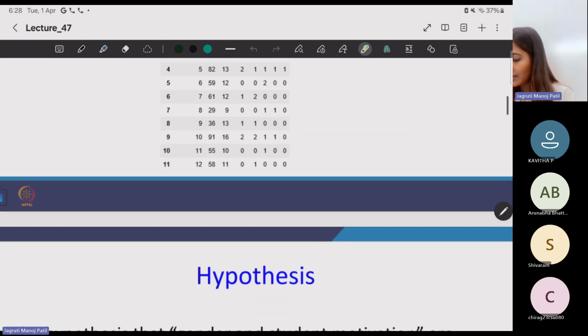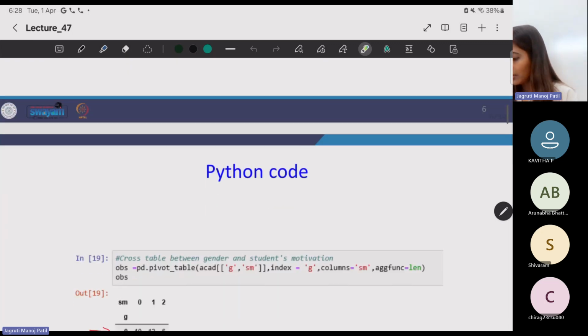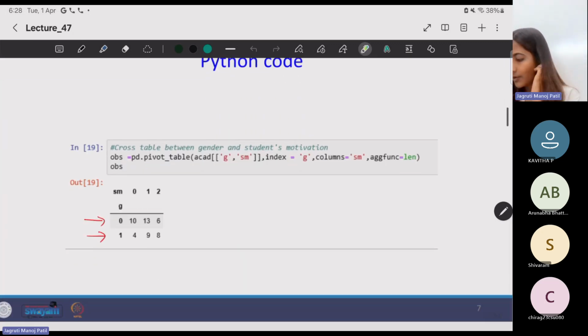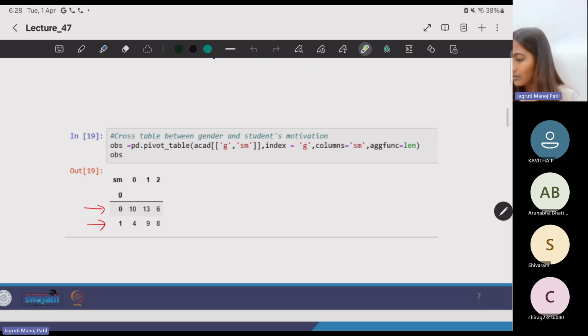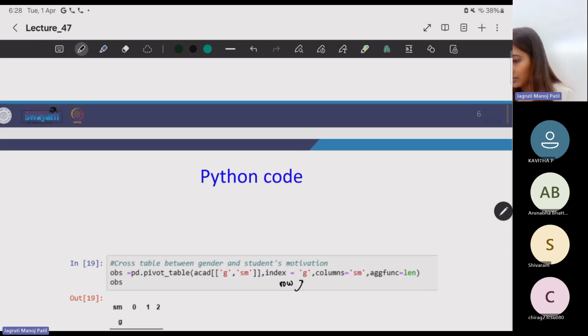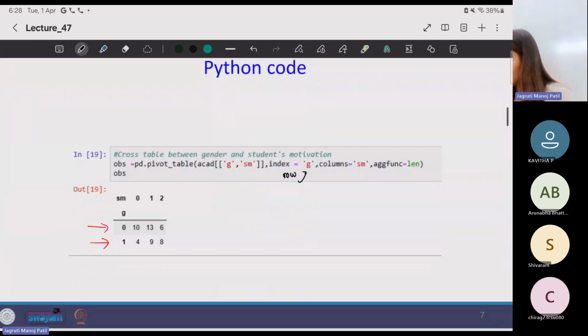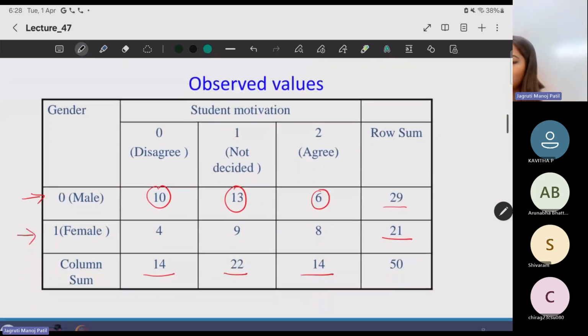After reading the CSV file, our hypothesis was whether the two variables are independent or not. So they made a table for only those two variables, where one is your row and another is your column. Looking at the code, this G variable, gender, is your row, and SM, student motivation, is your column. Then you make the table like this.